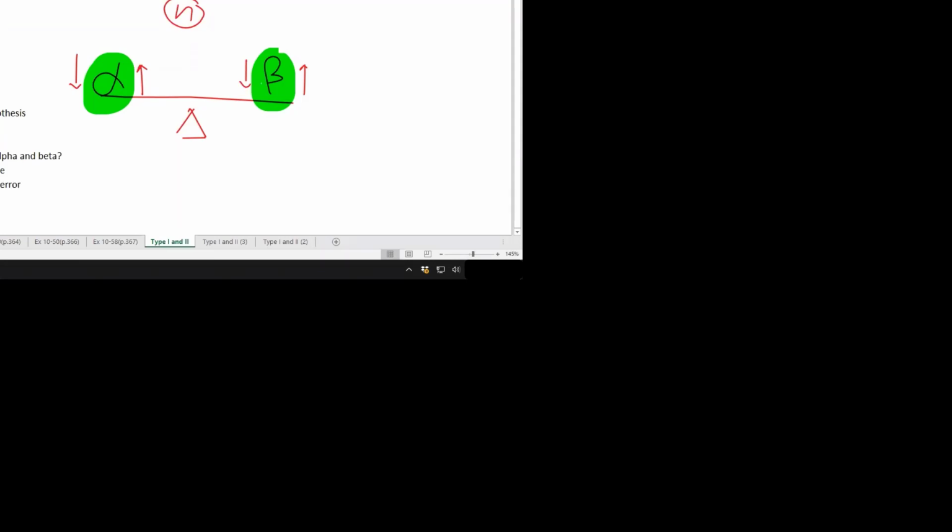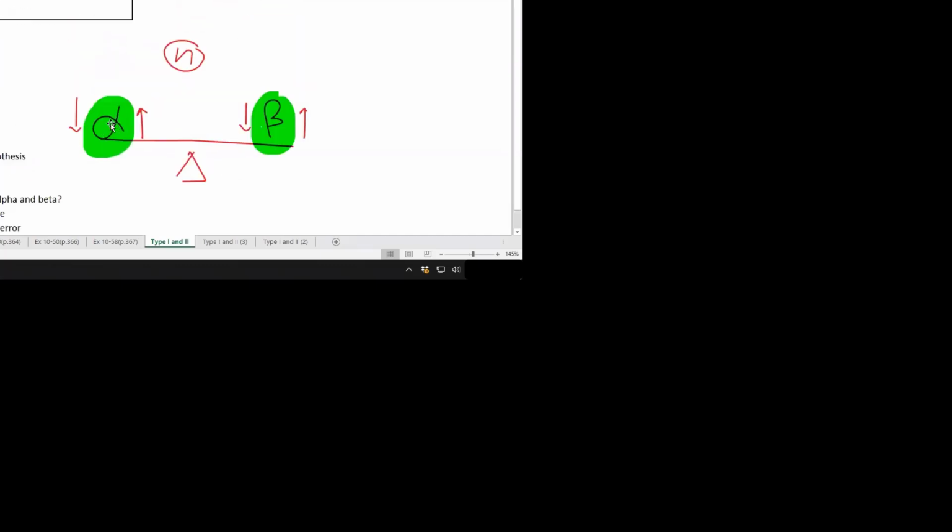Let me give you an example where we'll try to decide whether we can afford to increase alpha, therefore decrease beta, or decrease alpha, therefore increase beta.